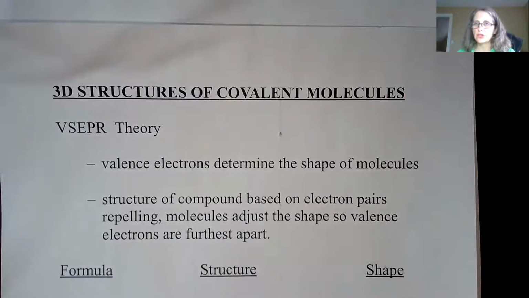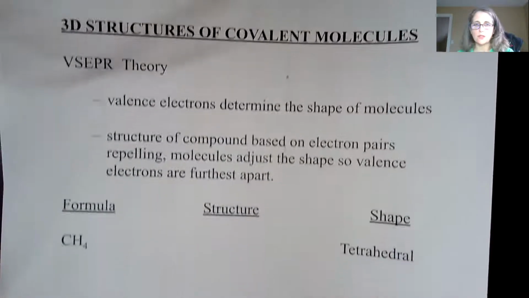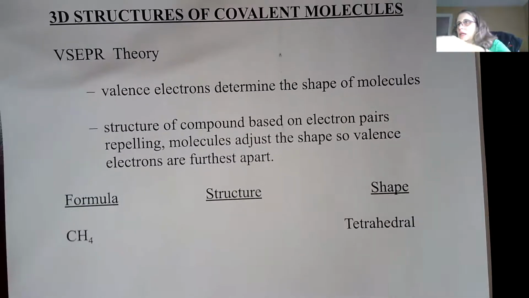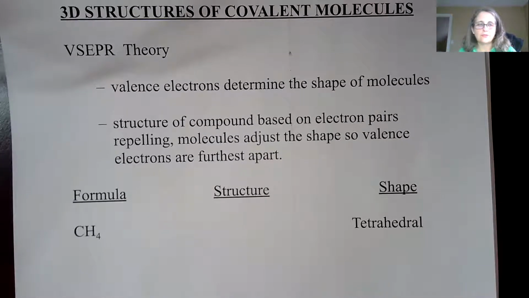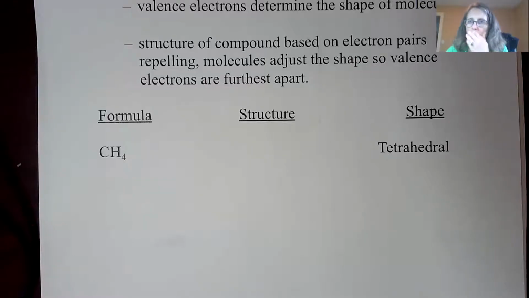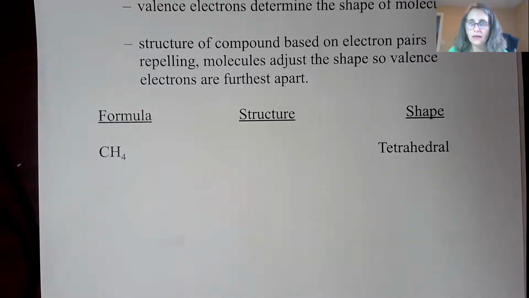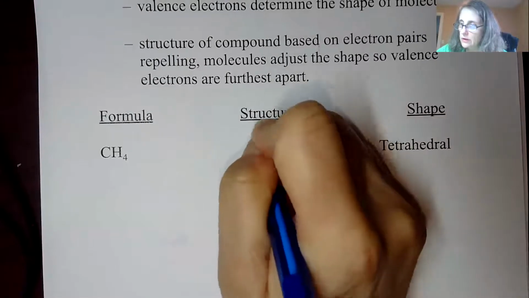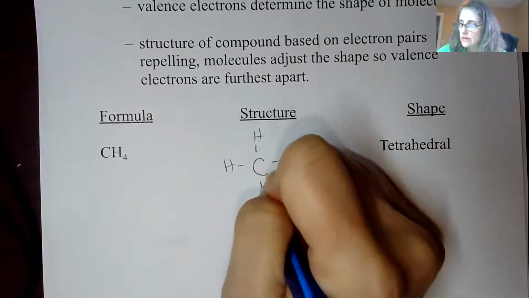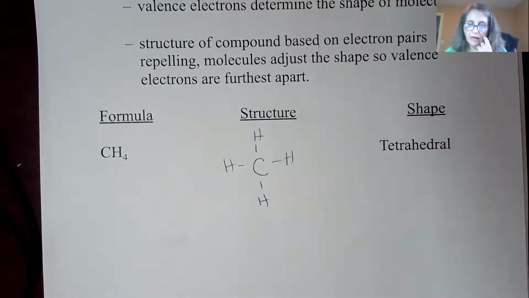For these different shapes, I'm going to give you a formula, a structure, and then the shape associated with it. The first one I'm going to draw is kind of the basis for a lot of shapes, and that is called a tetrahedral. For each shape, I'm going to draw the structure. This is CH4, methane. You're going to have carbon in the middle and draw 4 hydrogens attached to it with single bonds.